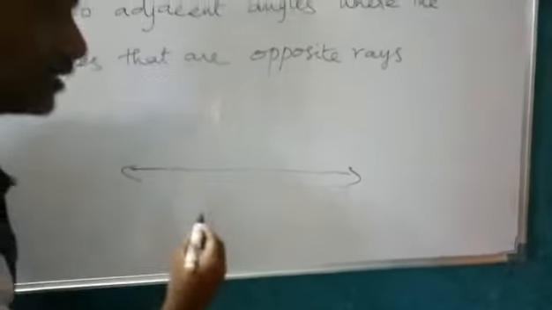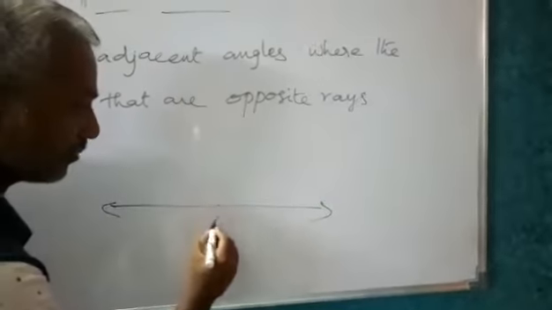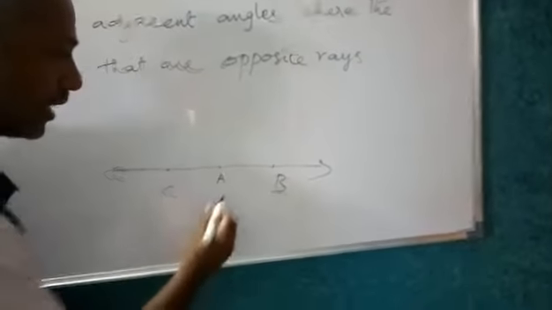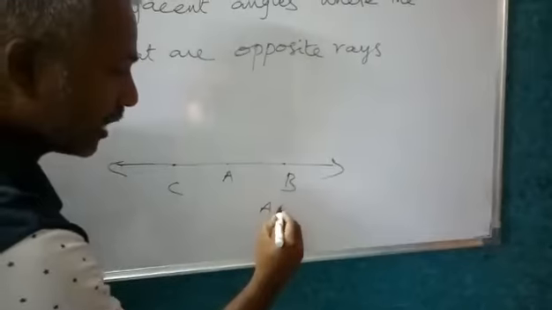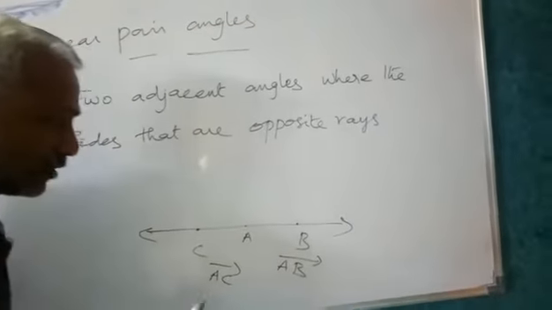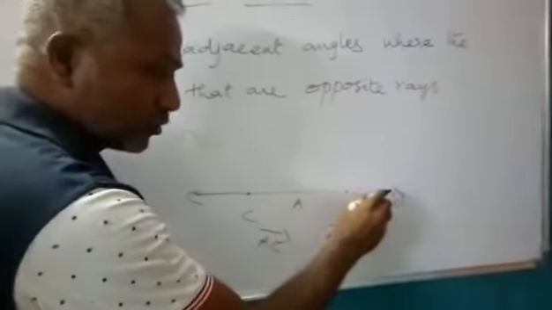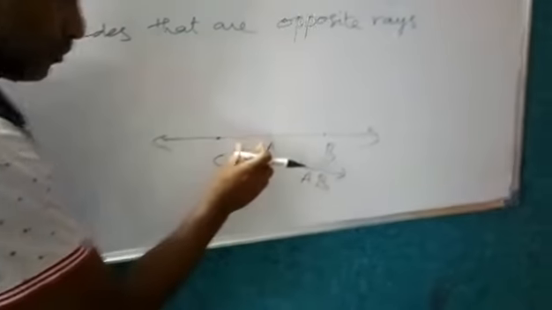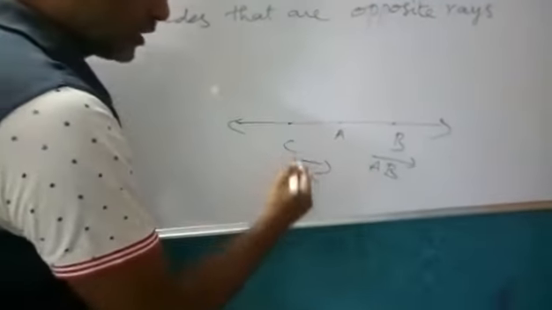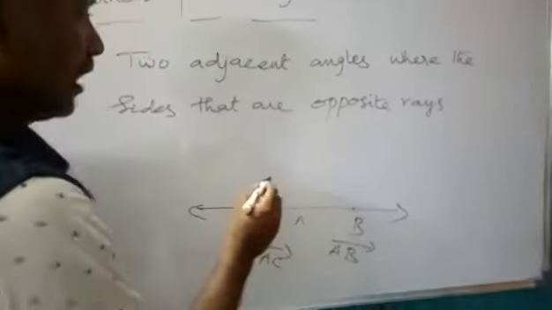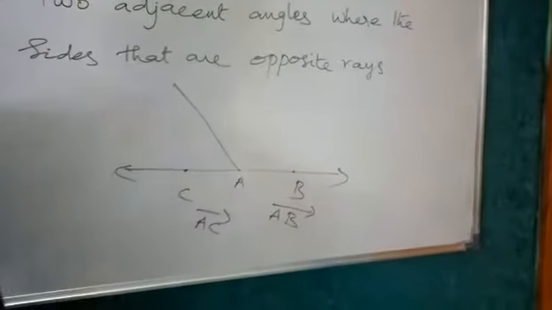This is one line. Here I am taking A, this is B, this is C. AB is one of the rays. AC is another ray. When you consider this, it will be ray AB; if you take the other side, that will be ray AC. These are opposite rays.